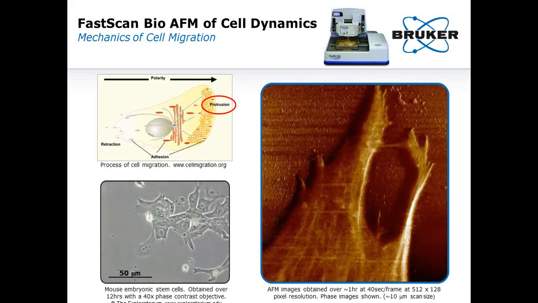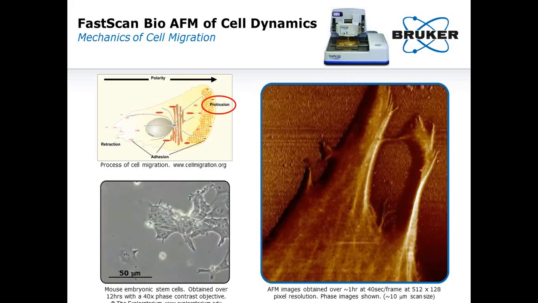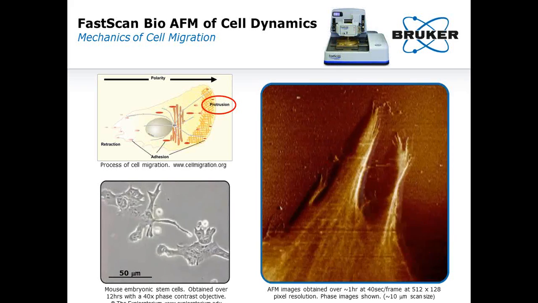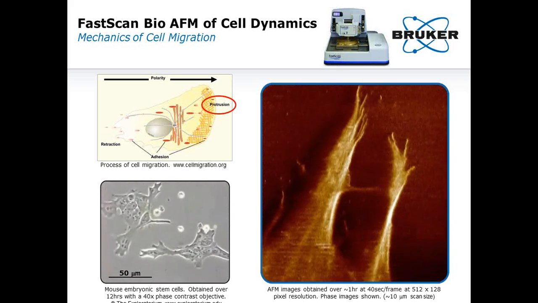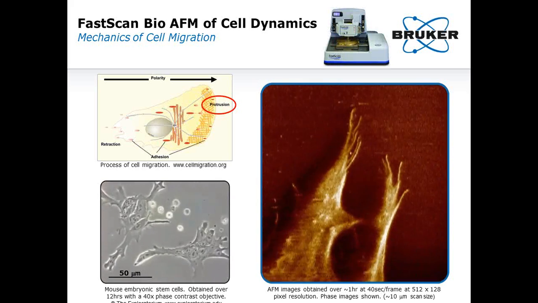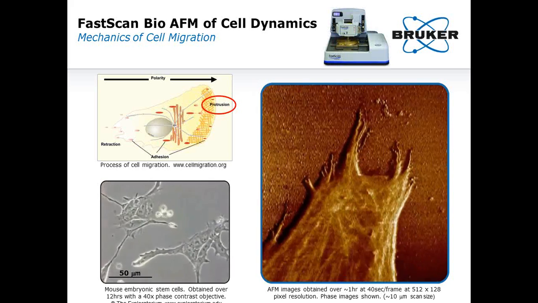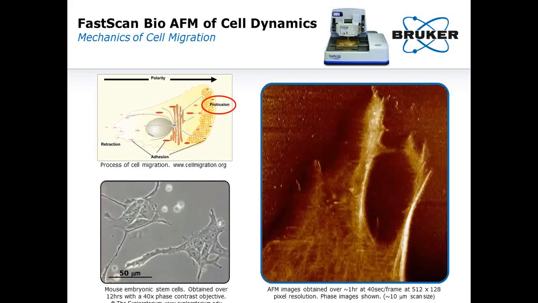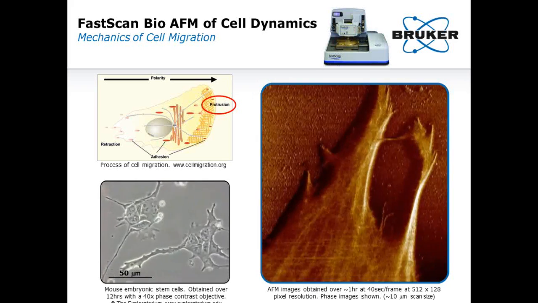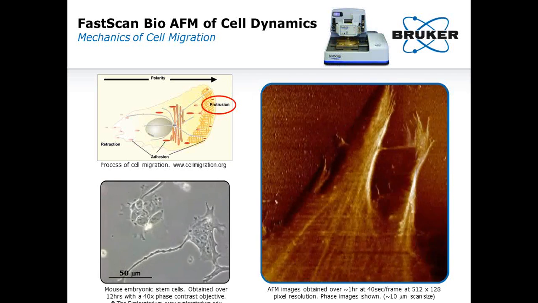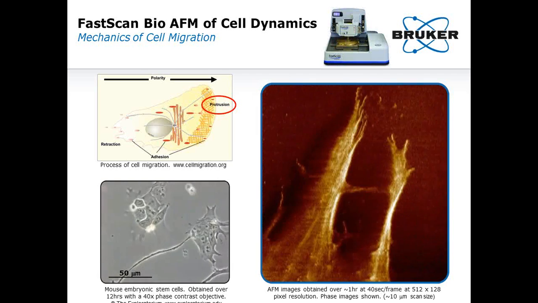The unique combination of high resolution and high-speed AFM imaging has now allowed us to directly observe the formation and advancement of individual lamellipodia and filopodia at the leading edge of live stem cells during migration. Here on the right, we have a FastScan Bio movie of the leading edge of a migrating stem cell. Images were obtained at a rate of 40 seconds per frame at a resolution of 512 by 128 pixels.